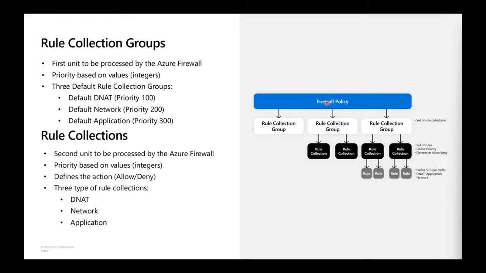So here in the diagram, we have a representation of the firewall policy, different rule collection groups, rule collections within each one of the rule collection groups, and the rules that we have within each rule collection.